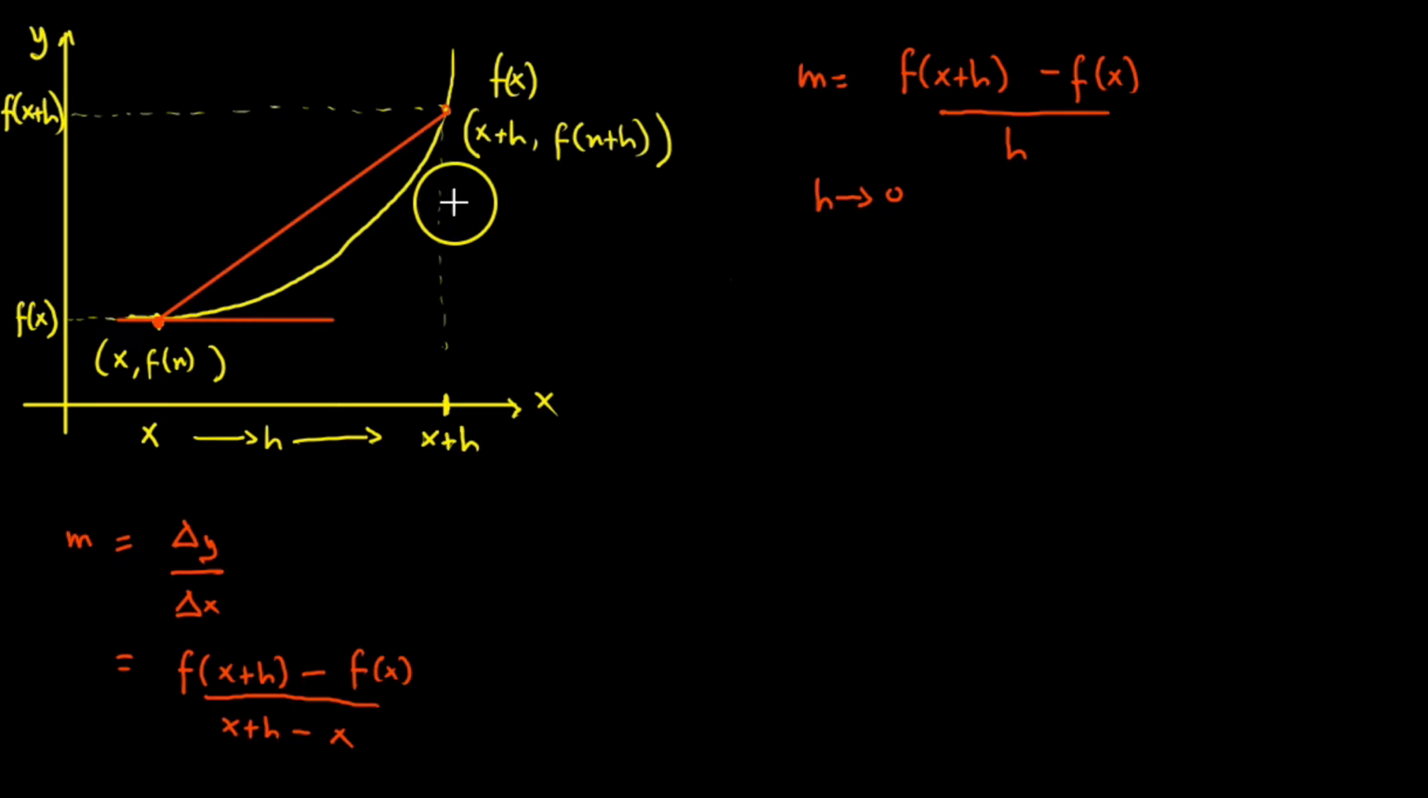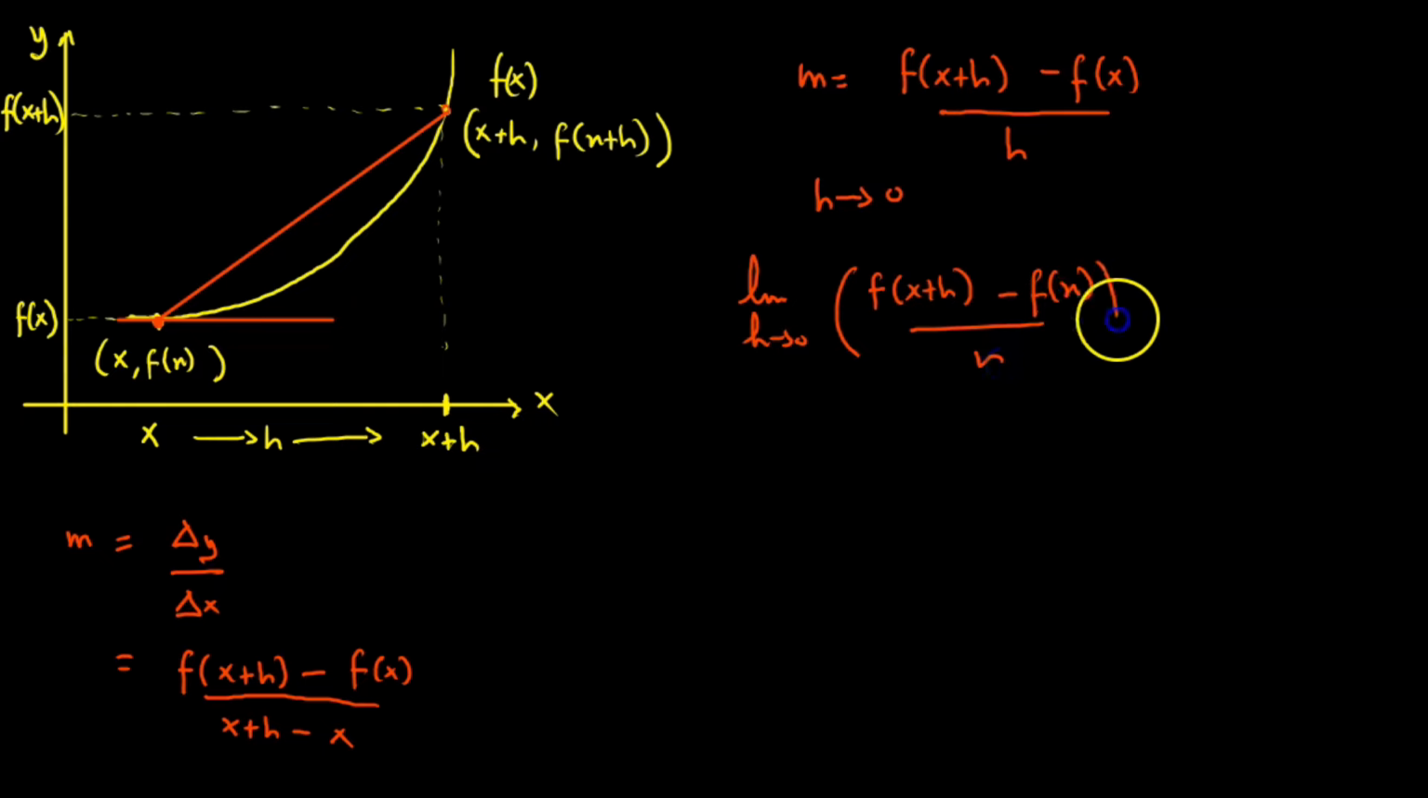Therefore, in finding the gradient on the curve at the given point, it brings about the idea of differentiation. And the symbol now becomes limit as h approaches 0 for the gradient of the function, which is f of x plus h minus f of x all on h. And this is what we term as the derivative of the function from first principle.